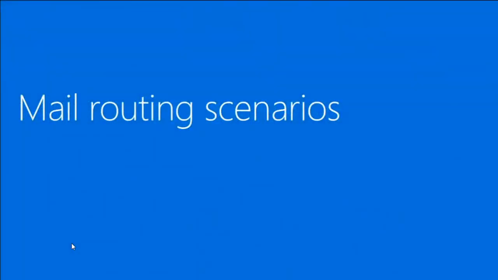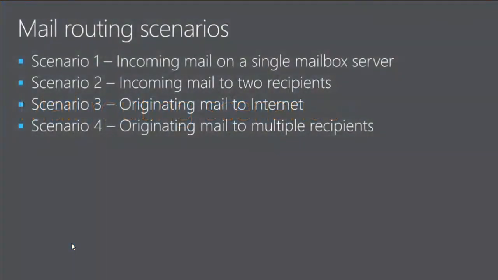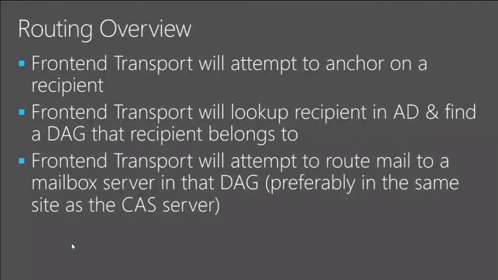Okay, now let's go through some mail routing scenarios. I'm going to go through about 4 of them. This is the same knowledge that I had mentioned before, which is front-end transport's job is to look at the recipient. If there are multiple recipients, so actually let's start from the top. When you get a piece of mail, it could be to 1 recipient, 2 recipients, 10 recipients. Front-end transport will always anchor to just 1 recipient. So it'll pick 1 recipient, okay? And it'll use that recipient to do its routing.